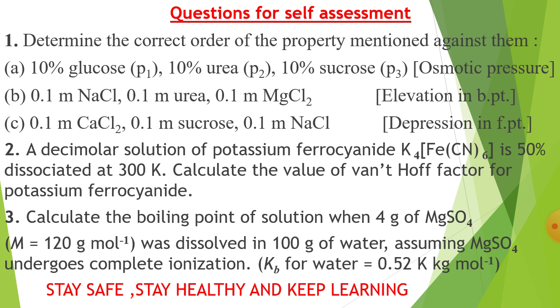Question number 3: calculate the boiling point of a solution when 4 gram of MgSO4, with molar mass given as 120 gram per mole, is dissolved in 100 gram of water, assuming MgSO4 undergoes complete ionization. That means here i is equal to n, the total number of particles, which will be 2. Kb is also given. So this can be put in the formula and try to calculate the answer on your own after reading all the topics from unit 2.